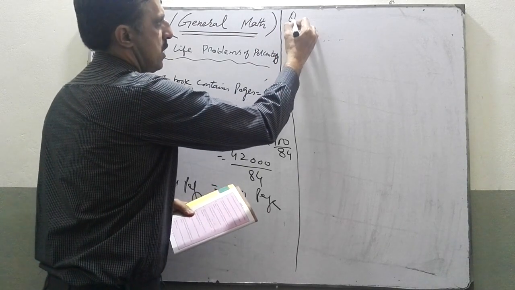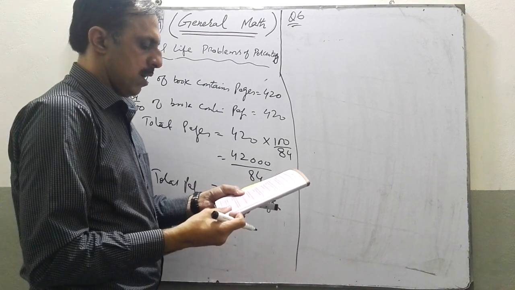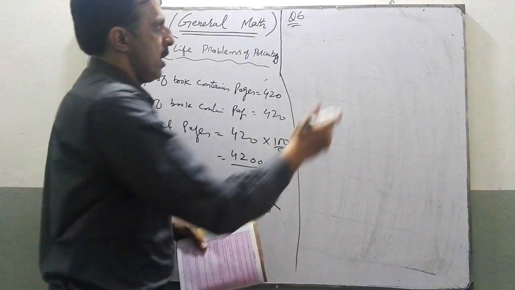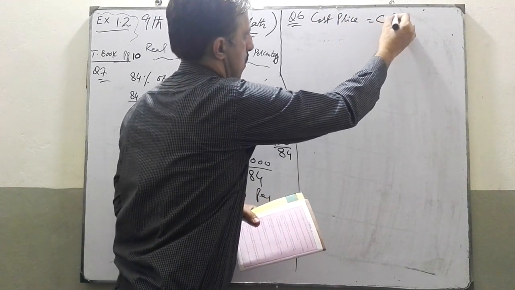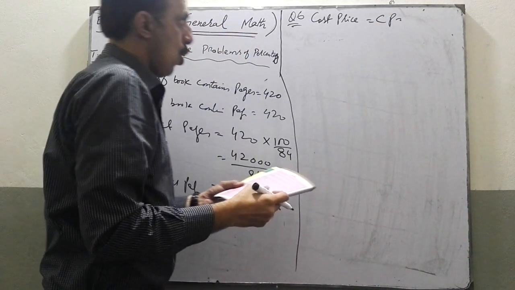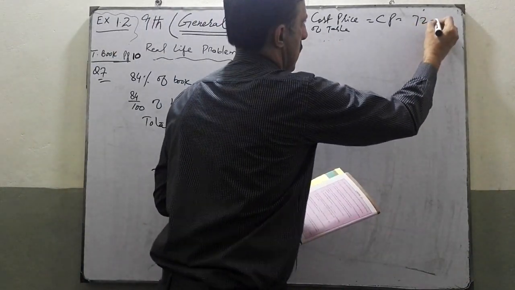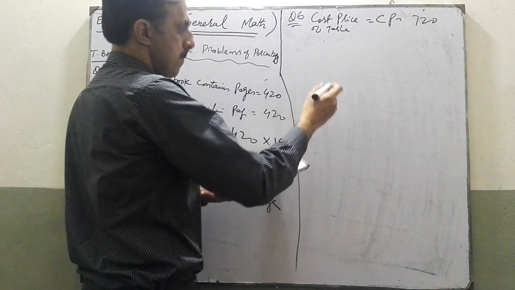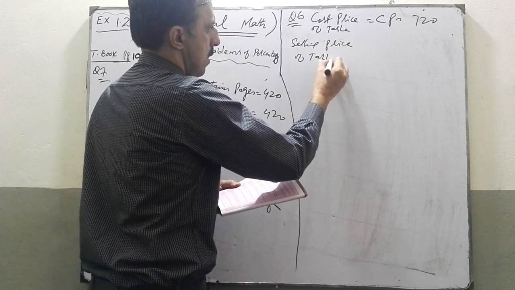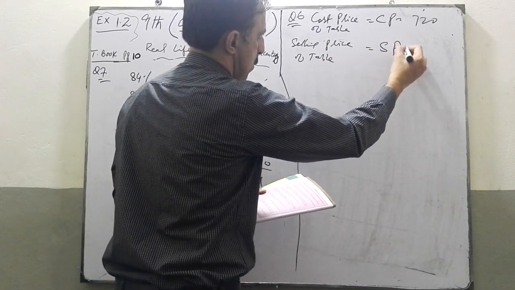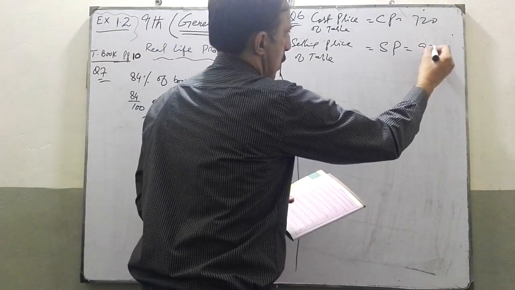Now in question number 6, given that the total cost of the carpenter's table, cost price, we write as CP. CP is the abbreviation of cost price. Table cost price is 720. Now selling price of the table is given. Selling price of table, we will write the abbreviation as SP. S for selling, P for price. Selling price of the table is 920.